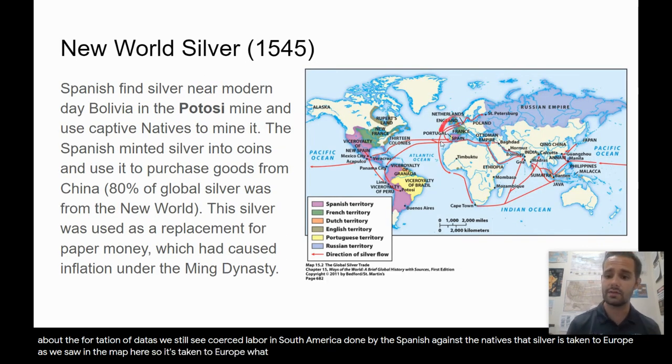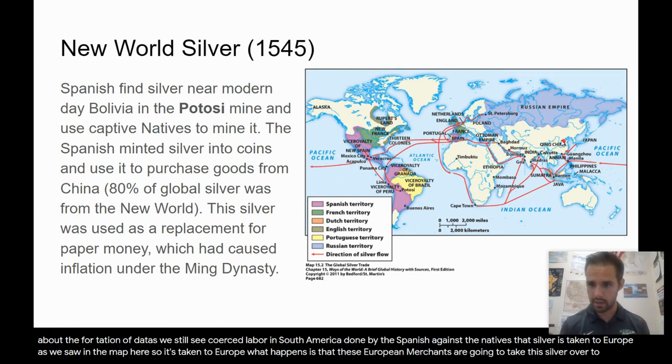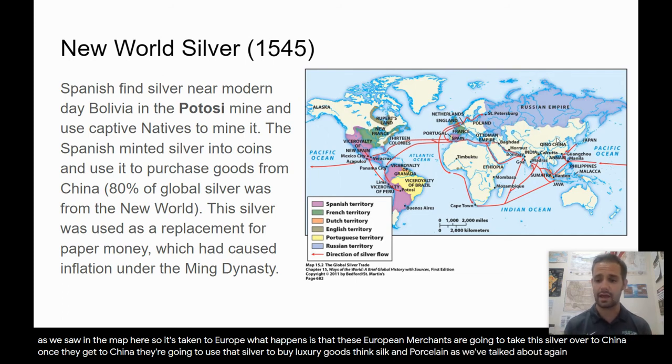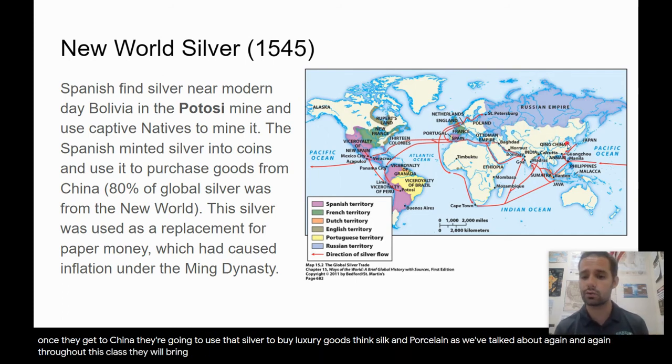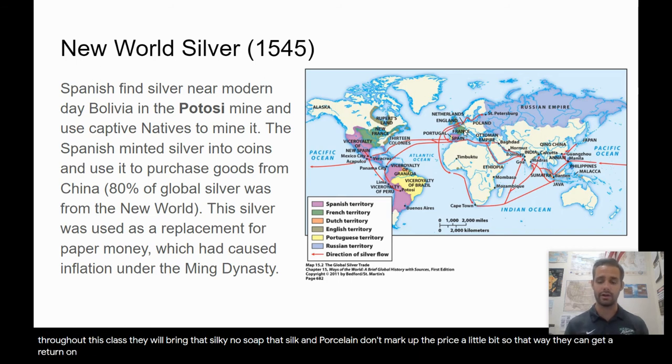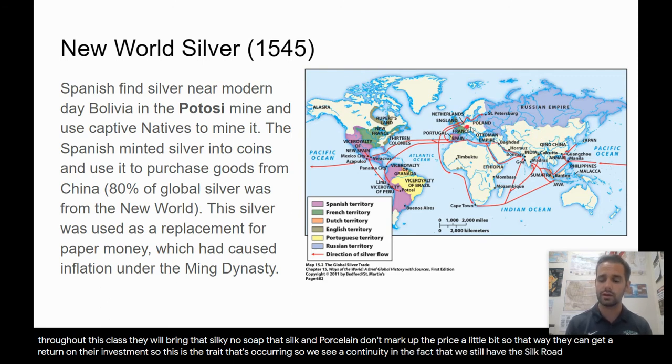What happens is that these European merchants are going to take this silver over to China. Once they get to China, they're going to use that silver to buy luxury goods. Think silk and porcelain, as we've talked about again and again throughout this class. They will bring that silk and porcelain back to Europe and they'll sell it. They'll mark up the price a little bit so that way they can get a return on their investment. So this is the trade that's occurring. So we see a continuity in the fact that we still have the Silk Road between Europe and China.